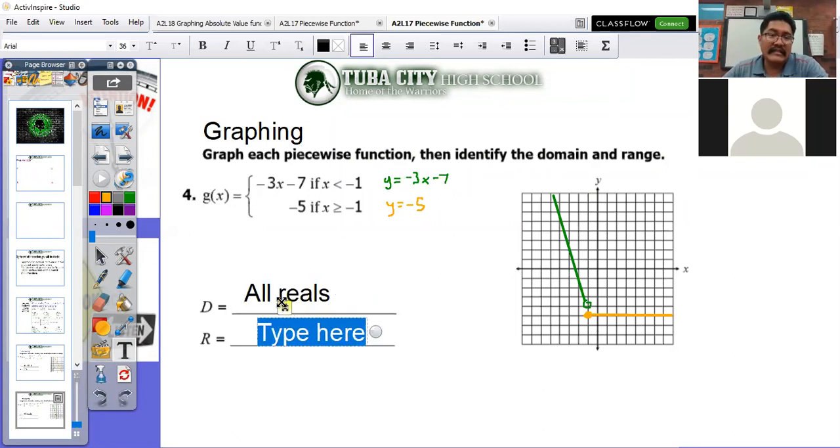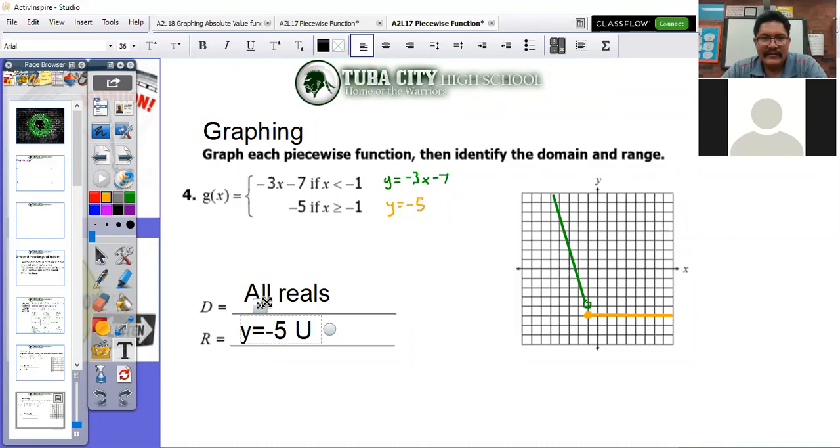Range, however, is a different story because as I go up, I run into the orange line. So I end up with y equals -5. Now you could also use a comma, but if you go with the other one, in this case I'm just going to use a capital U for union.